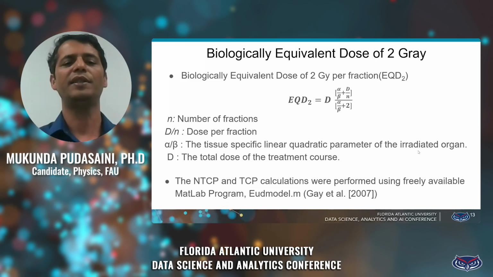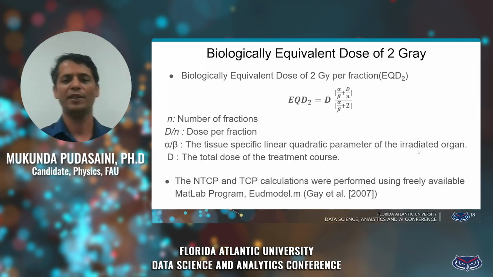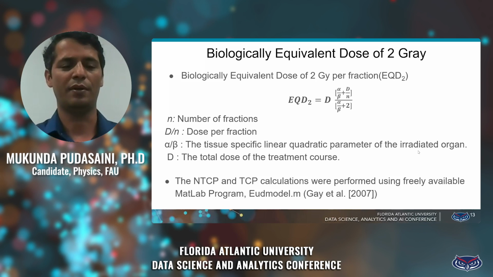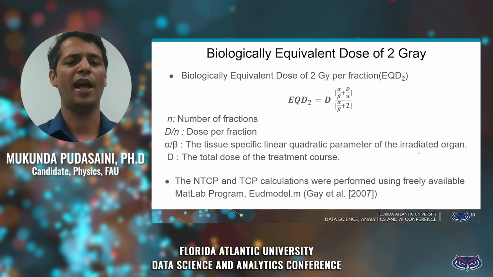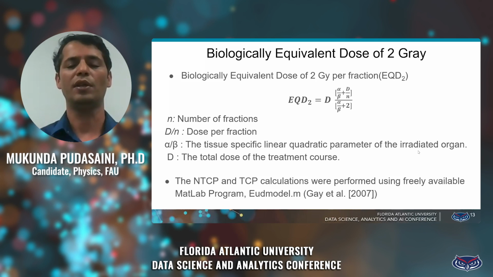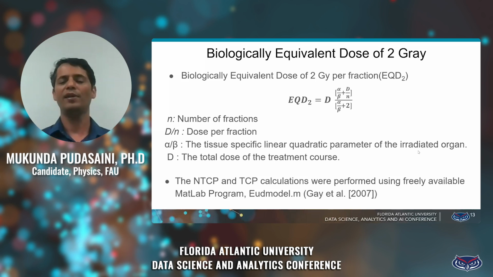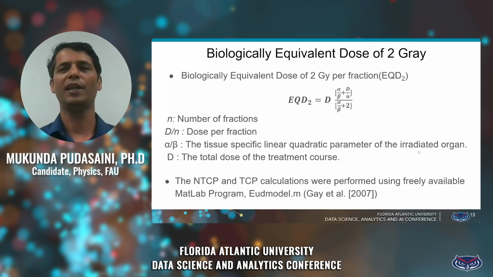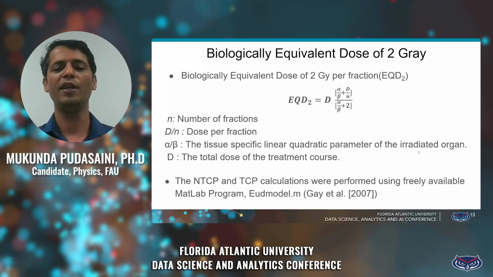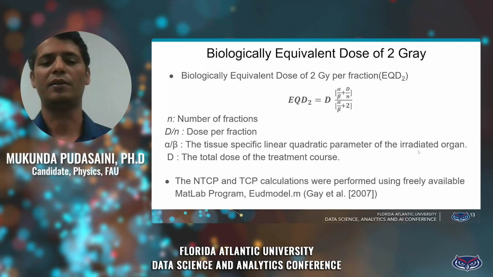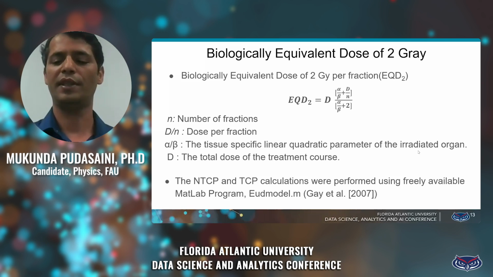Alpha beta ratio is the tissue-specific linear quadratic parameter of the irradiated structure, and D is the total dose of the treatment course. The NTCP and TCP calculations were performed using the freely available MATLAB program, eudmodel.yam, provided in the paper by Gay et al. 2007.